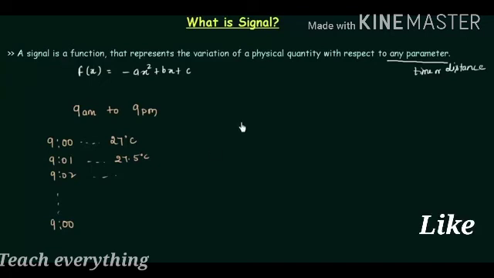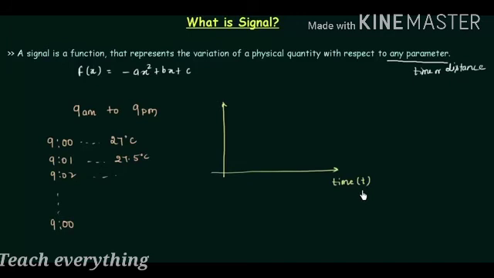We can plot it. So let's try to plot it. And you already know that the x-axis we use for the independent quantity, and the y-axis we use for the dependent quantity. And in this case the independent quantity is time. Definitely the time is independent. I will represent it by small t, and this axis will represent my temperature. Capital T is my temperature, and as it is dependent on the time, I will write t here.